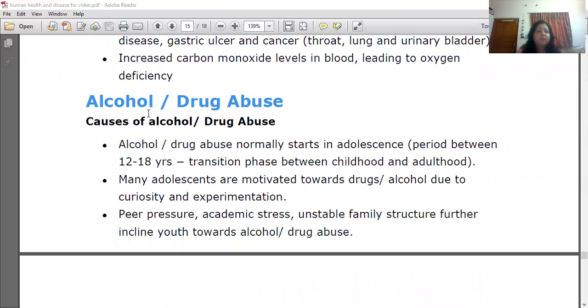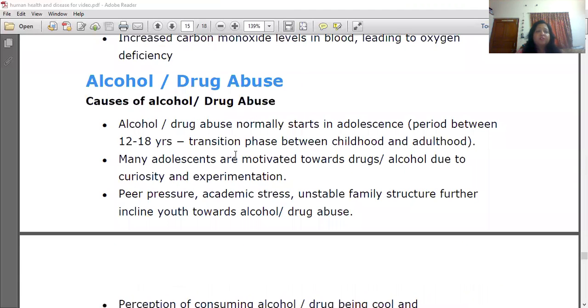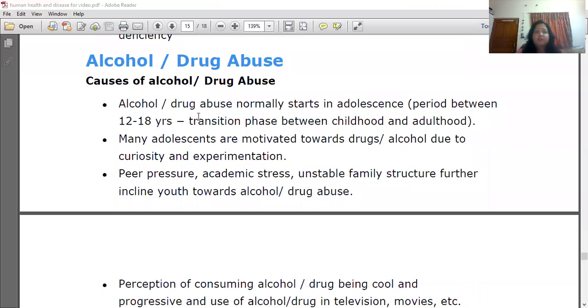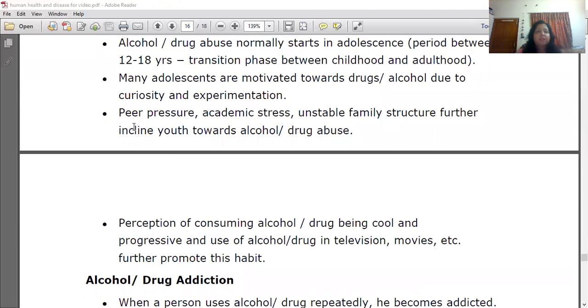Now, alcohol and drug abuse. What are the causes of alcohol drug abuse? Alcohol or drug abuse normally starts in adolescence period between 12 to 18 years because it is transition phase between the childhood and adulthood. Many adolescents are motivated towards drug alcohol due to curiosity and experimentation. So many children are using this because of curiosity and experimentation. Peer pressure, academic stress, unstable family structure further incline towards alcohol.